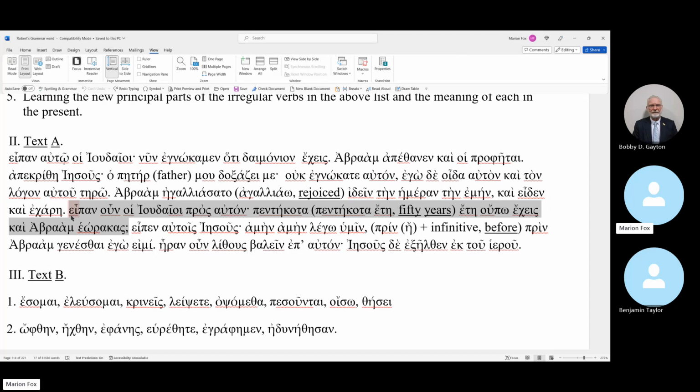That's the problem. They didn't acknowledge his deity. Okay, and that's almost like Pentecost, Pentecosta. Penta is five. Pentagon is five-sided. So you're not yet 50 years old, and you've seen Abraham. Abraham, of course, has been dead quite some time, over 1,500 years, nearly 2,000 years, whenever this was said.